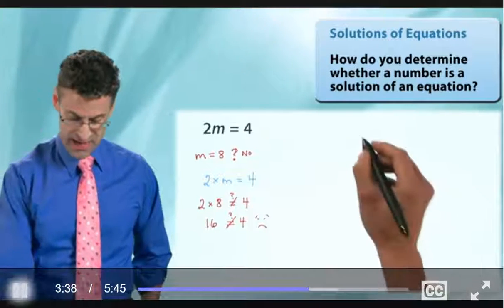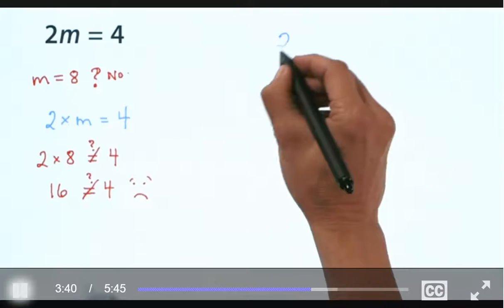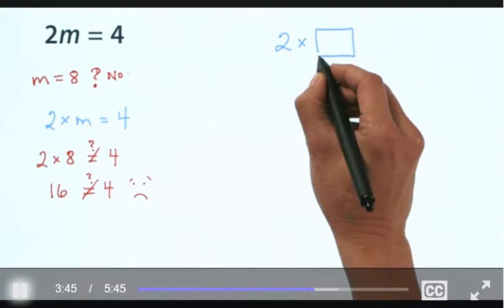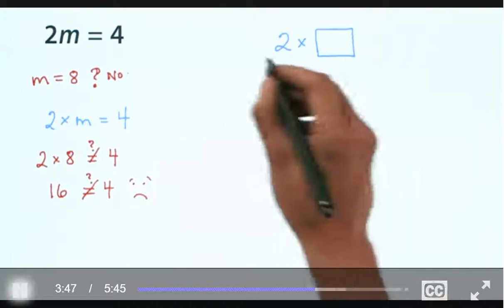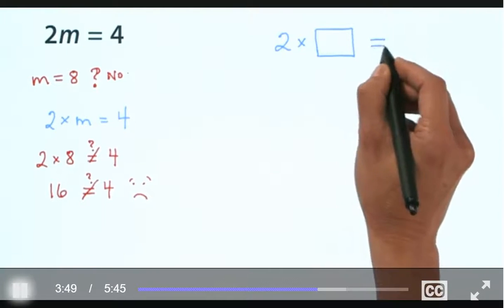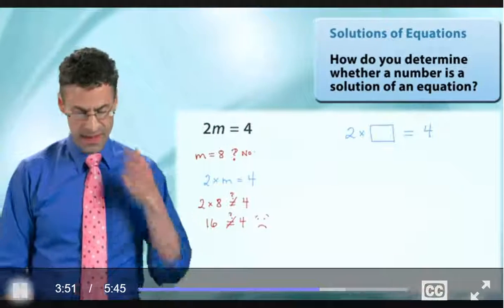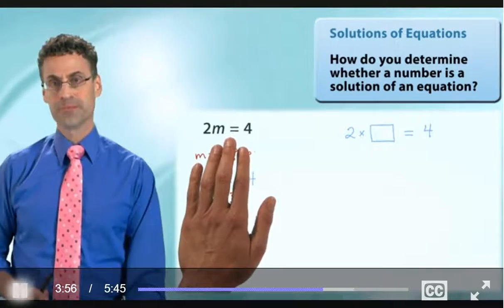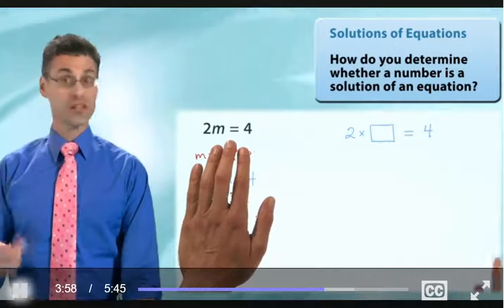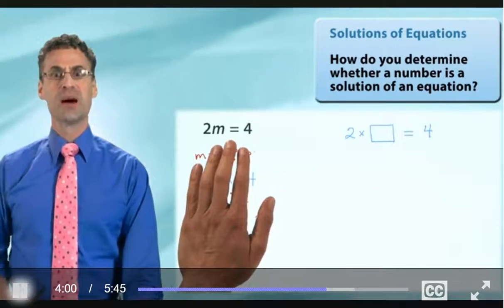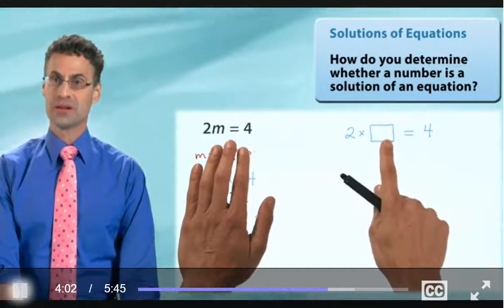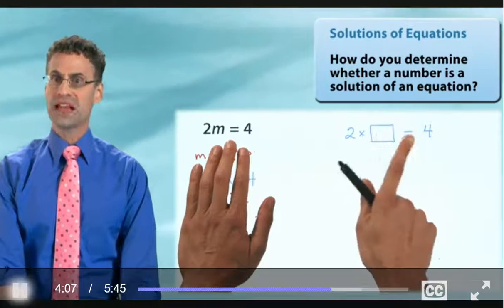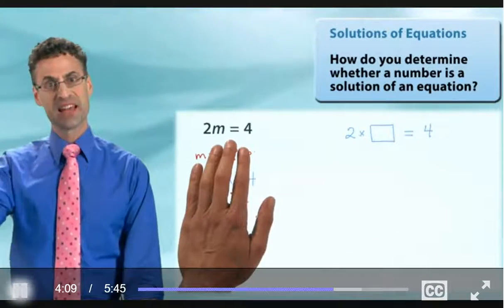What this equation really is saying is, I have 2 times some mysterious number, which we're calling m for mysterious number. And when you take that product, it yields 4. Let me tell you how I look at this. I say, this really is a riddle. Someone's thinking of a number but refuses to tell me the number. But all we know is that if we take that number and multiply it by 2, the answer will be 4. So now it's kind of a game.